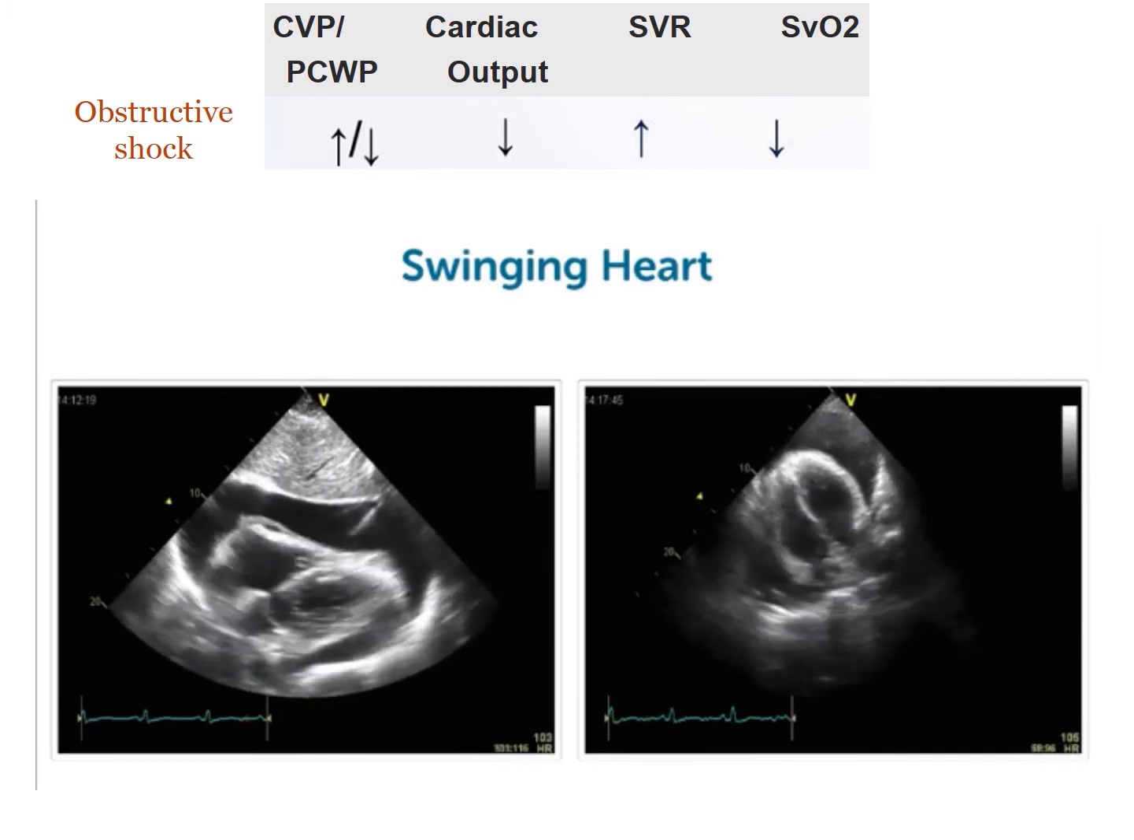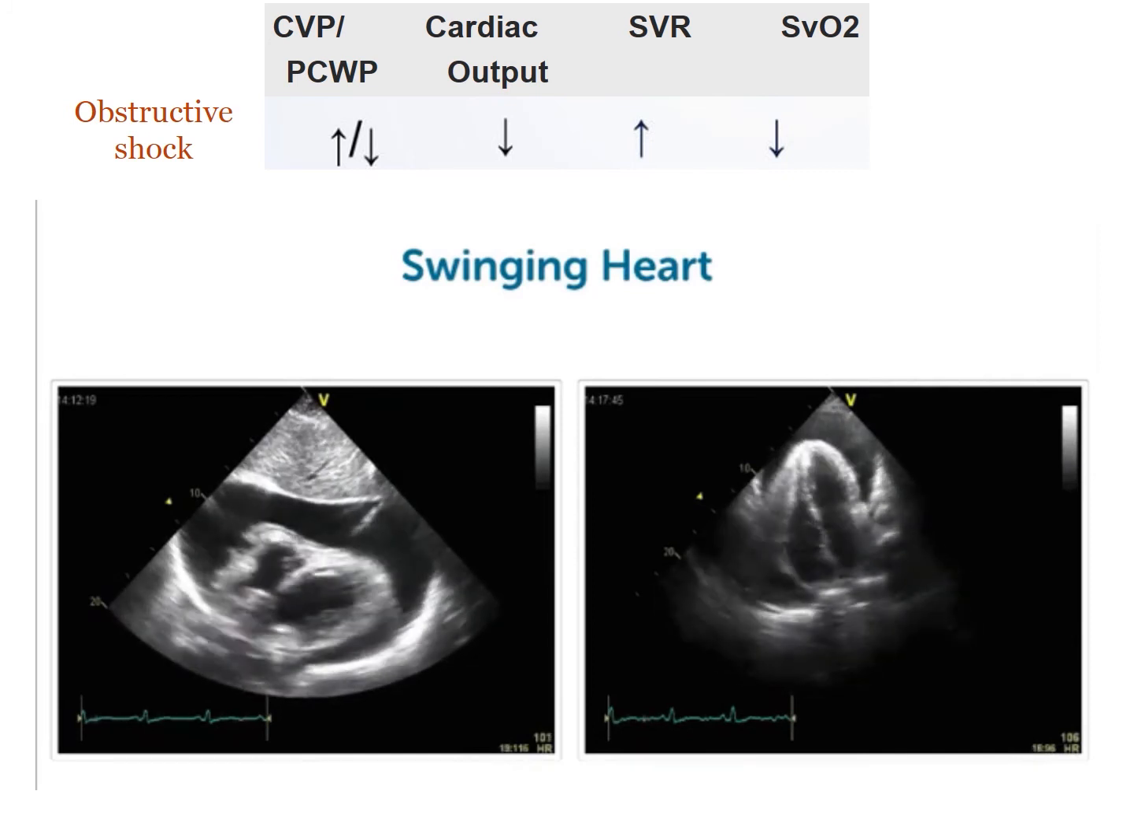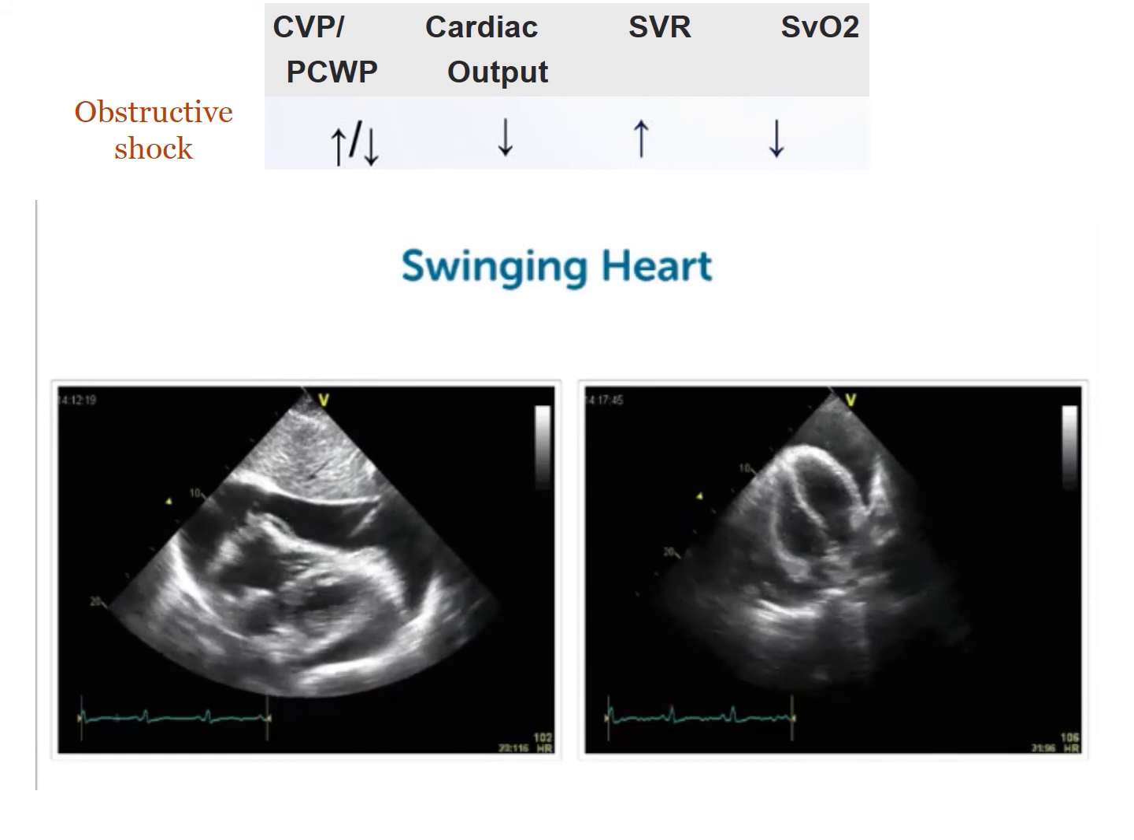Tamponade is characterized by pericardial effusion, dilated inferior vena cava, and paradoxical septal motion. There is always a pericardial effusion in cardiac tamponade. However, not every fluid collection in the pericardial sac results in tamponade.